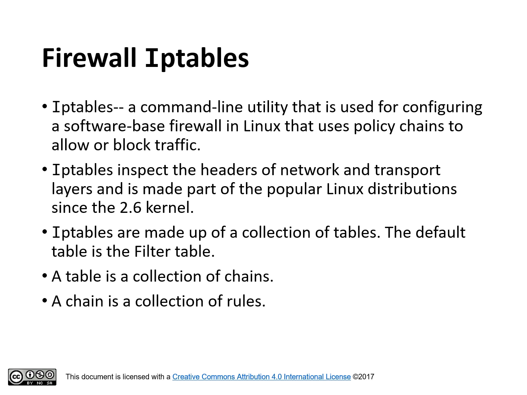IP tables can easily inspect the headers of network and transport layers and have been made part of the popular Linux distributions since the 2.6 kernel. IP tables are a collection of tables. The default table is the filter table. The other important tables are the NAT and the mangle tables. A table is a collection of chains. A chain is a collection of rules.